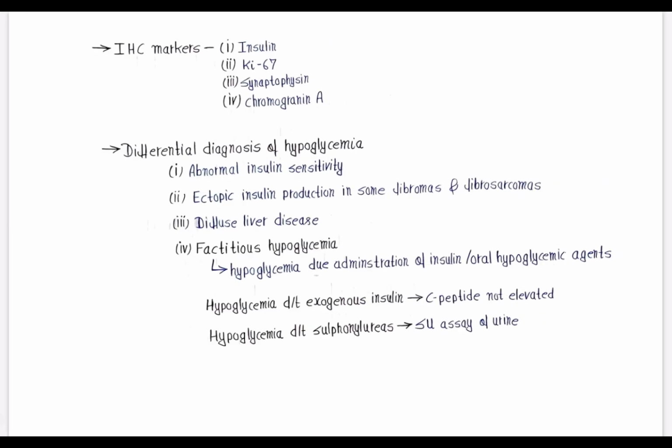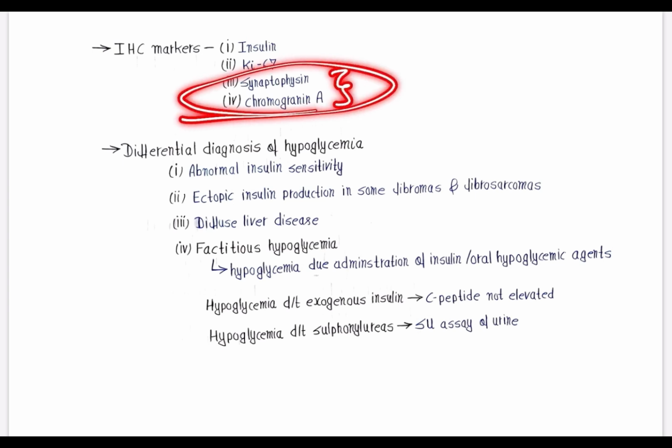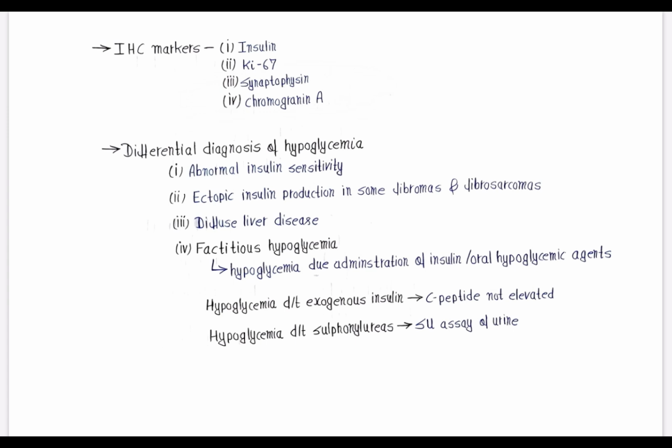Now coming to the IHC markers, that is immunohistochemical markers of insulinoma. So insulin will be an IHC marker, as it is a tumor of beta cells of islets. Then Ki67, which is basically a proliferation marker. Then as insulinoma is a neuroendocrine tumor, synaptophysin and chromogranin A will also act as IHC markers in case of insulinoma.